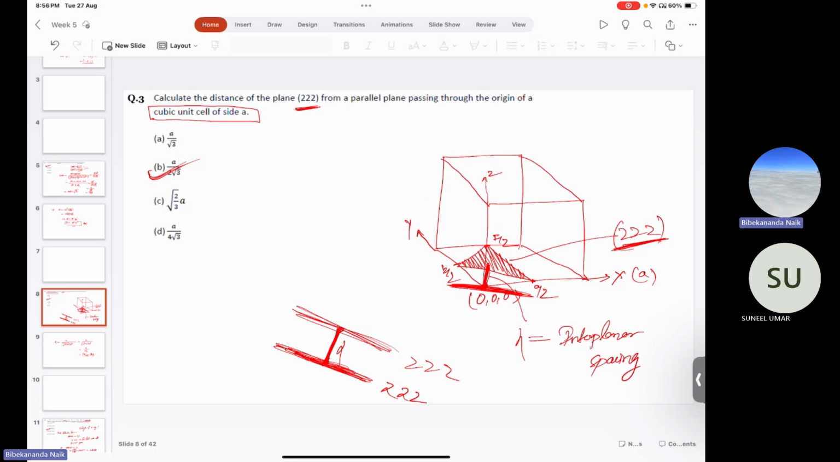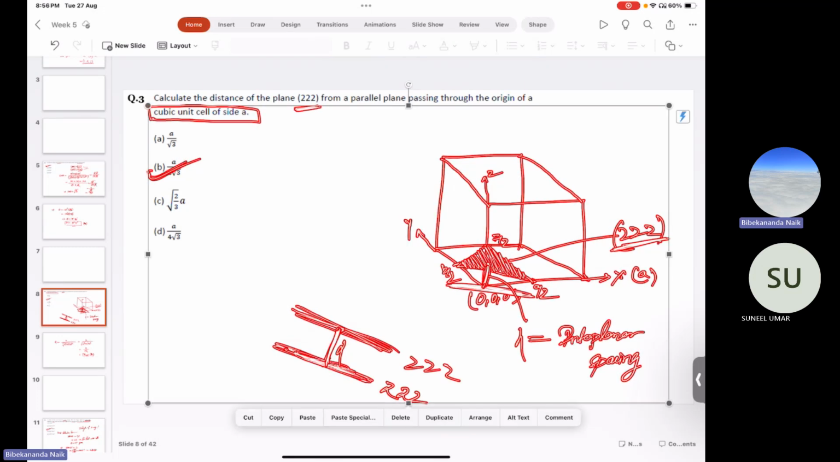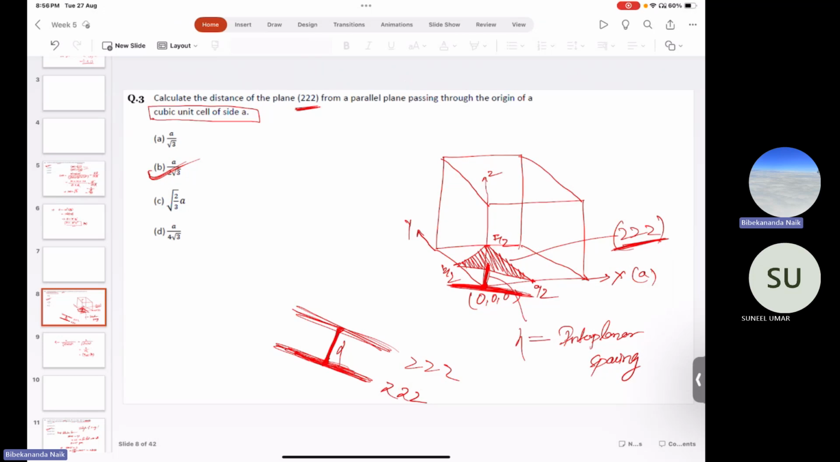No, no, if you see, since these planes are parallel, all the parallel planes have the same Miller indices, 2, 2, 2. Corresponding to those parallel planes, since this is the origin, with respect to this origin we define the plane that is 2, 2, 2. So the distance from the origin to that plane is nothing but the separation between two planes which are parallel to each other and have the Miller indices 2, 2, 2.